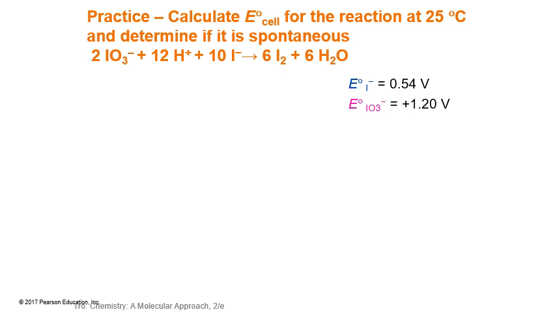Determine the Ecell for this chemical reaction and see if it is spontaneous. So take a minute, pause the video, try this problem for yourself.